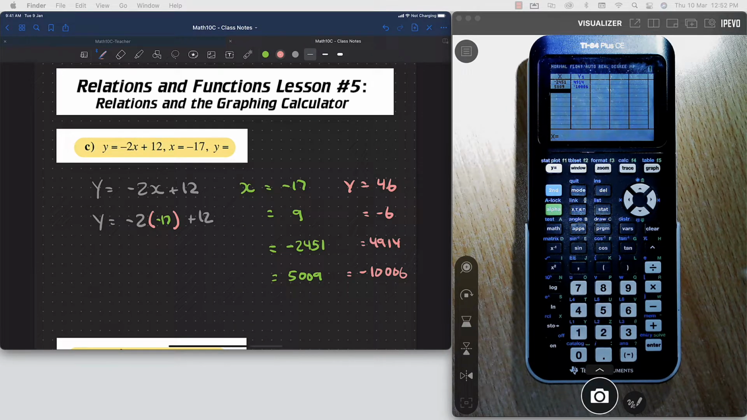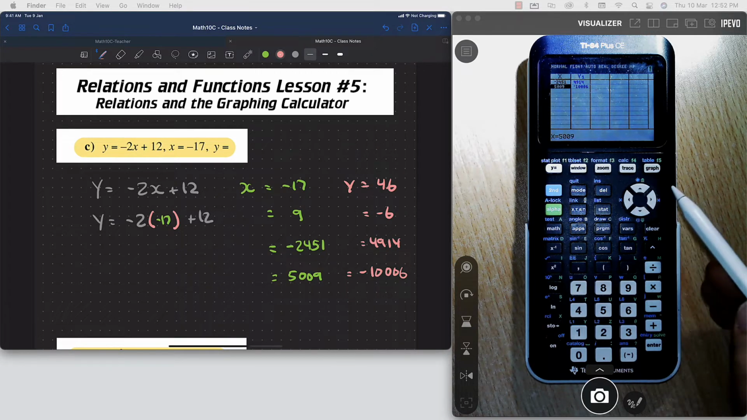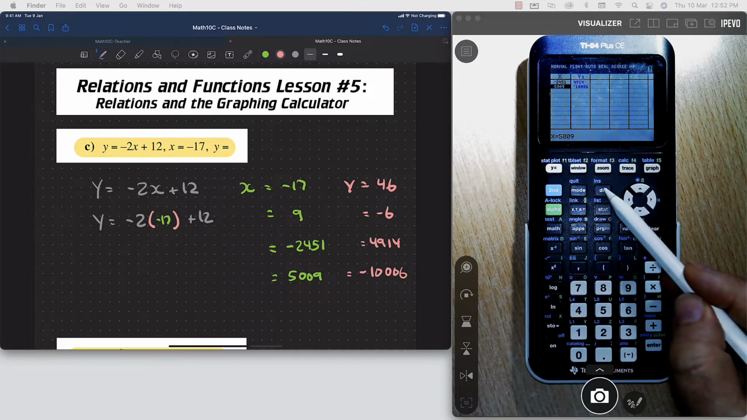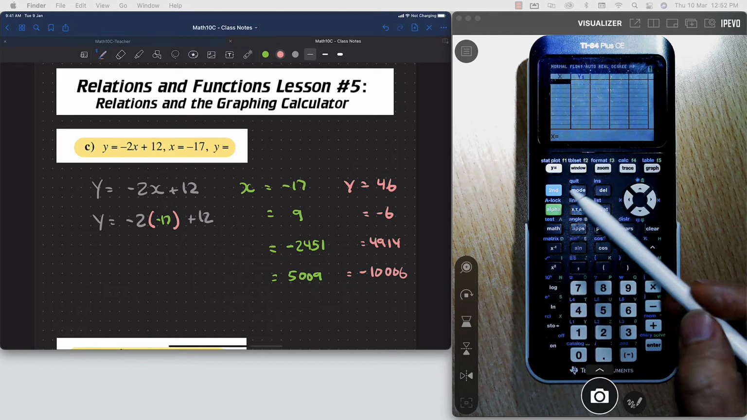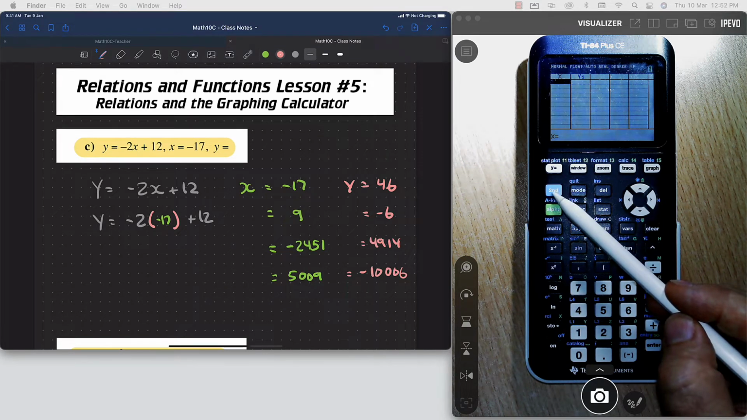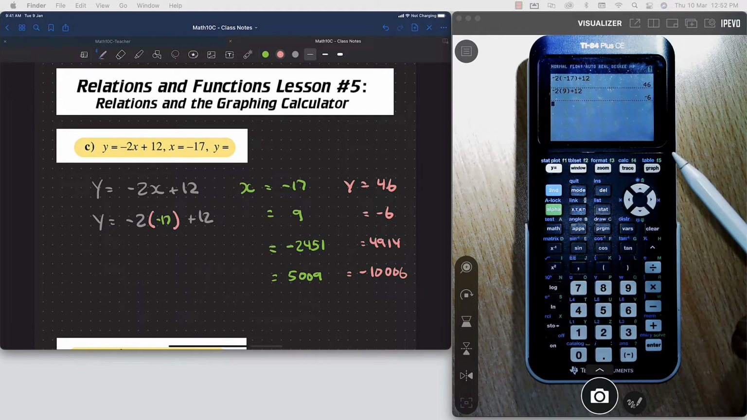Now to clear these values, I can just move up to that row and hit the delete button. And now to go back to our original screen, if you ever get stuck somewhere, just hit the second mode, which is the quit. So second quit brings me back to here.